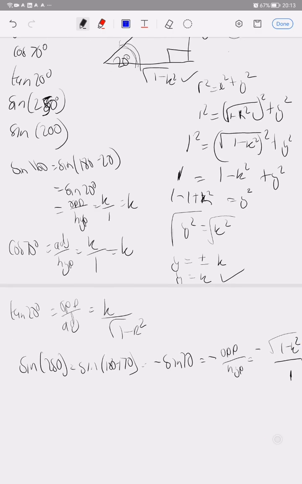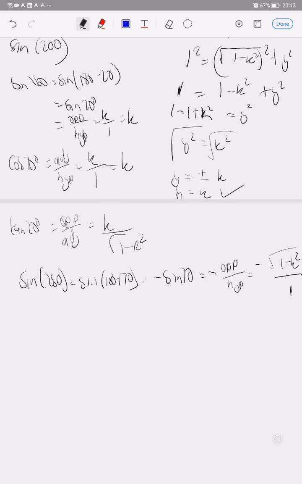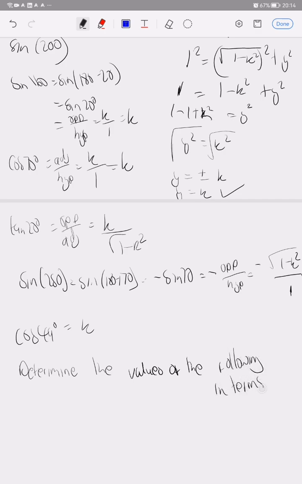Okay. Right. So we are having a cos of 49 degrees is equals to k. Then they say determine the values of the following in terms of k.